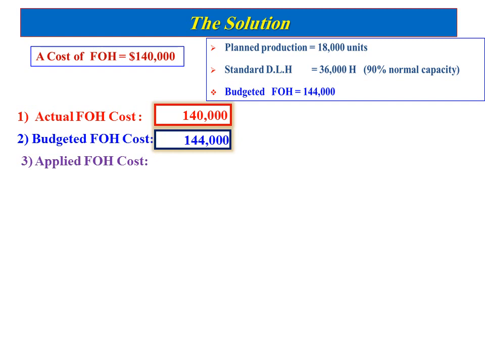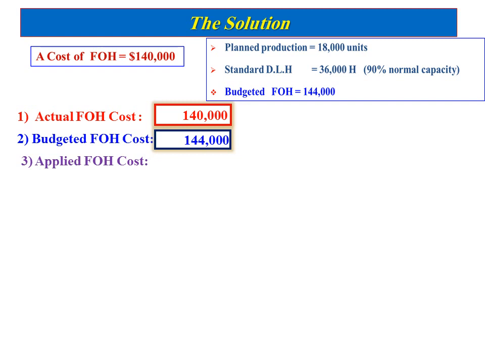Don't say it's fixed according to 144 according to 90%. Yes, 144 according to 100%, 90%, 80%. The fixed overhead will be the same regardless the change in the level of activity. Okay?